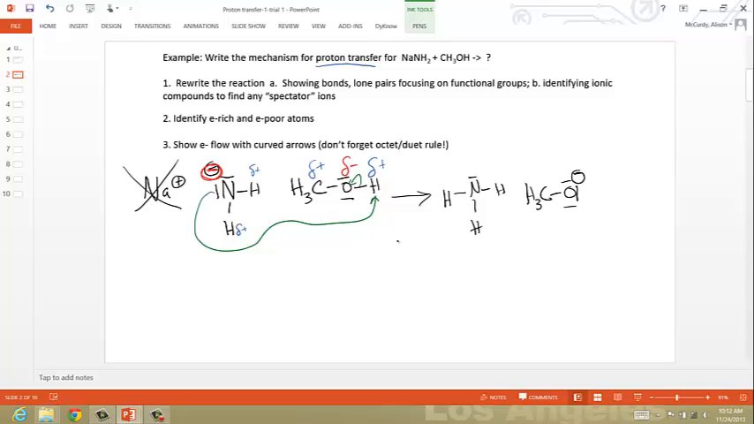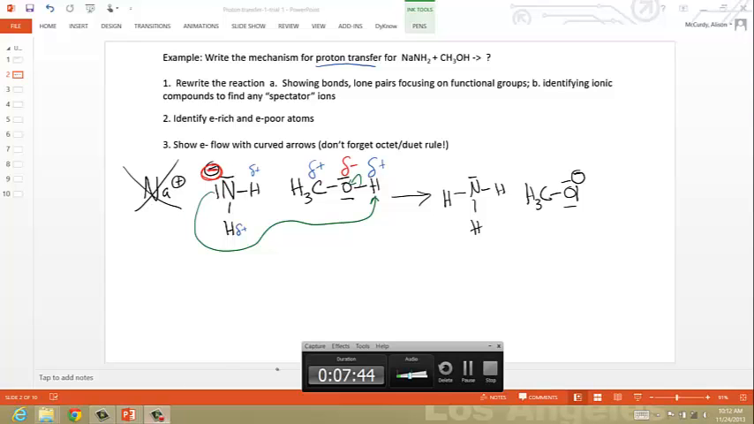And so that's how you would analyze a reaction where you aren't necessarily sure which proton is being transferred to which atom. And this is the kind of analysis that will be useful to you in future reactions, not just proton transfer reactions.